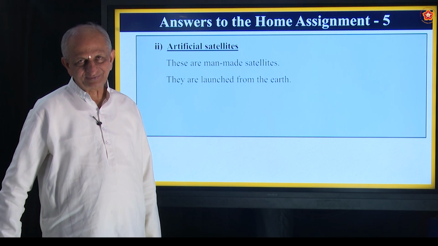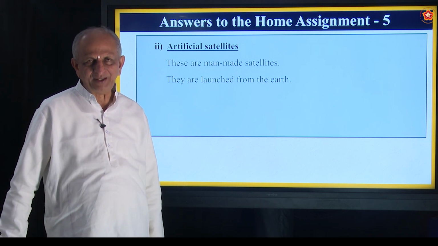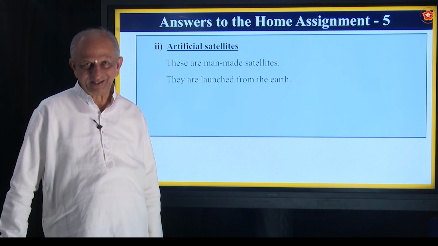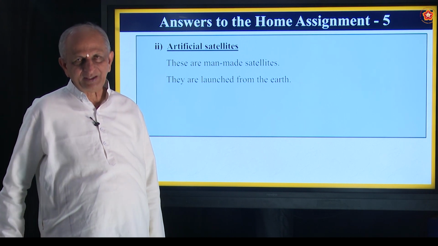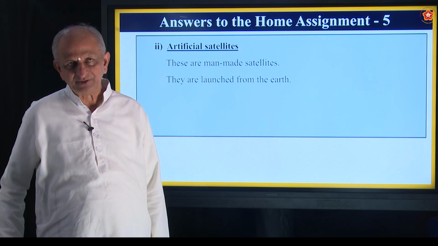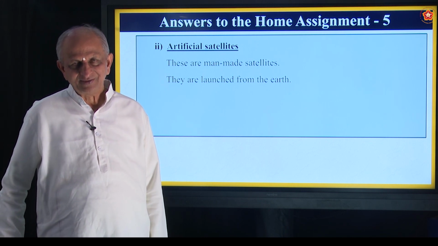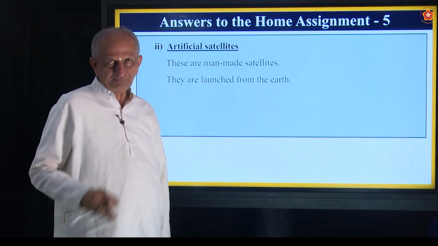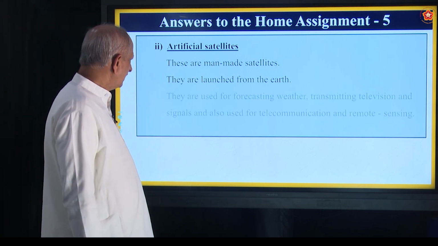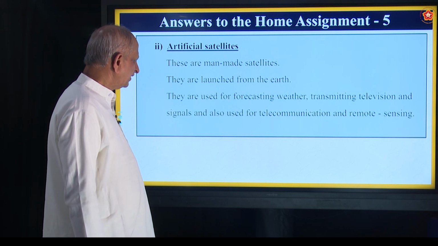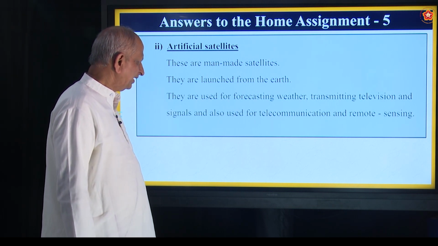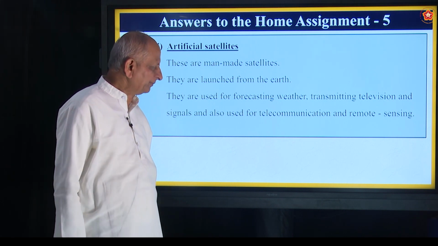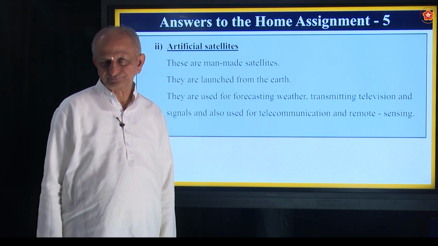And how do they launch it? By the help of vehicles called rockets. Correct? From which place of India do they launch these satellites? Yeah, Sriharikota in Andhra Pradesh. Okay, and they are used for forecasting weather, transmitting television and signals, and also used for telecommunication, remote sensing.